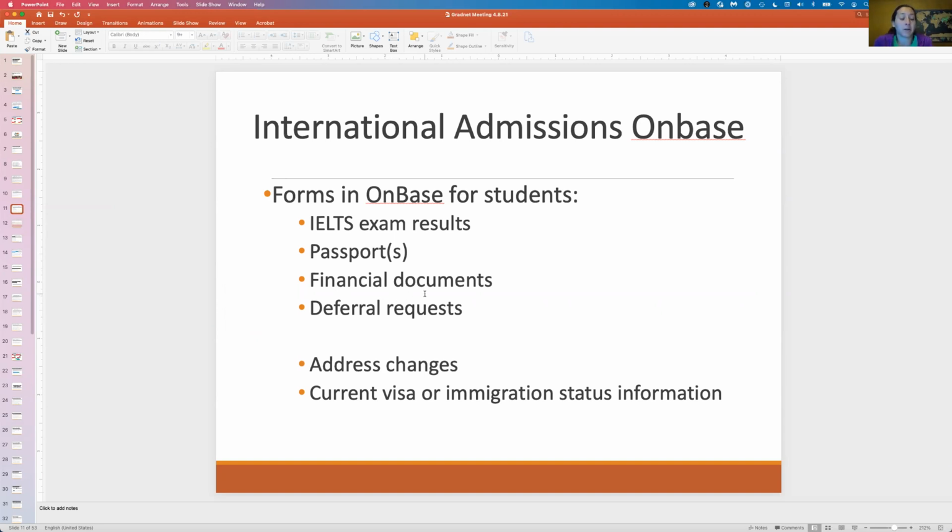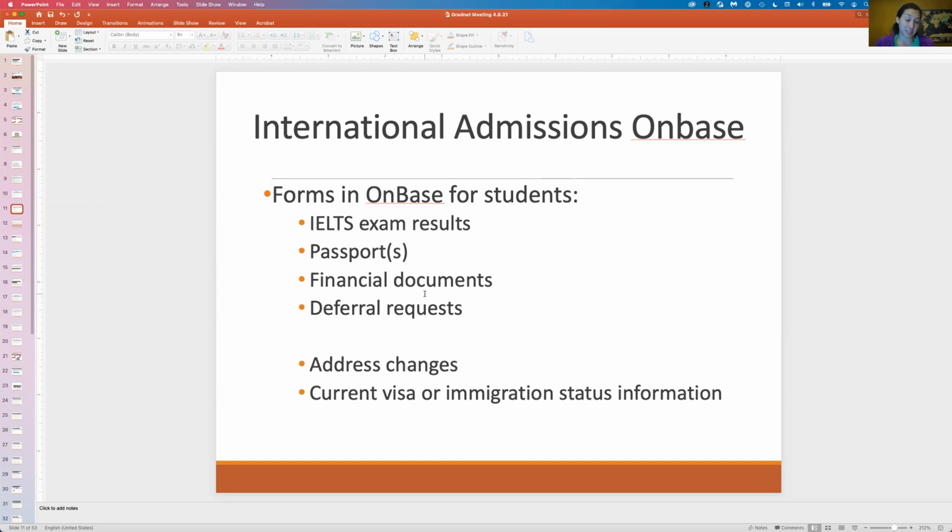So we are working in OnBase a lot right now. We have ways for students to submit their IELTS exams, passports, and financial documents. IELTS exams will be submitted by the student during the application process, usually before review by your department. Once they're accepted, we request their passport and financial documents, and that's again after.